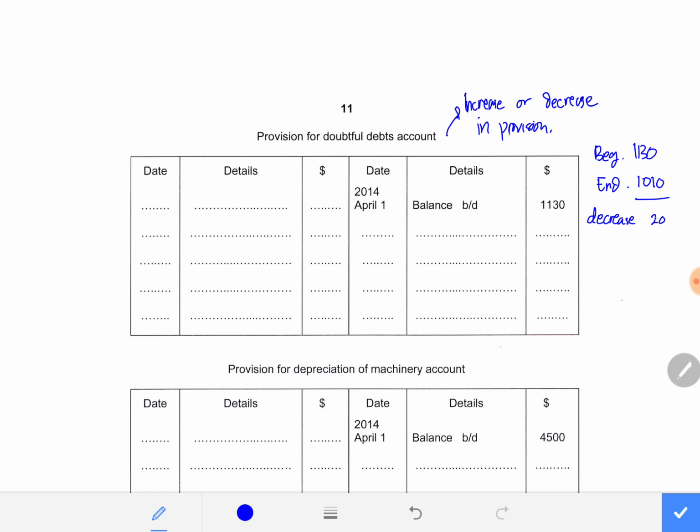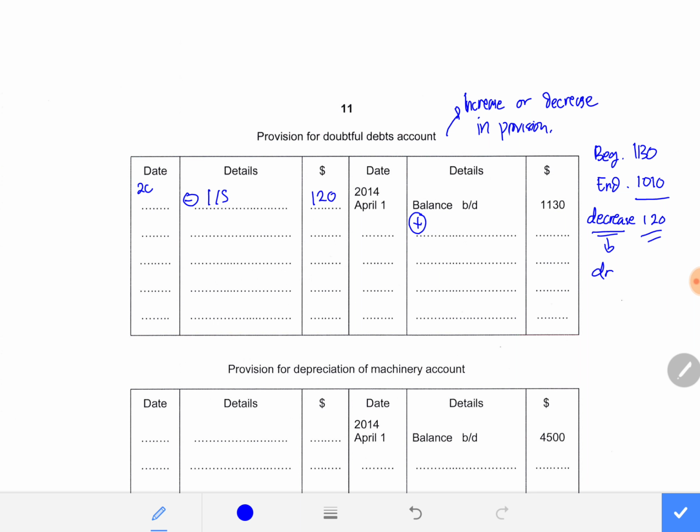It's 20. So it is decreased by $120. Provision for the bad debts, if it is increased, it is increased in the credit side. If it is decreased, it's decreased in the debit side. Now, since it is decreased, it would be posted to the debit side. How to record this? You have to put IS and the amount of the decreased amount.